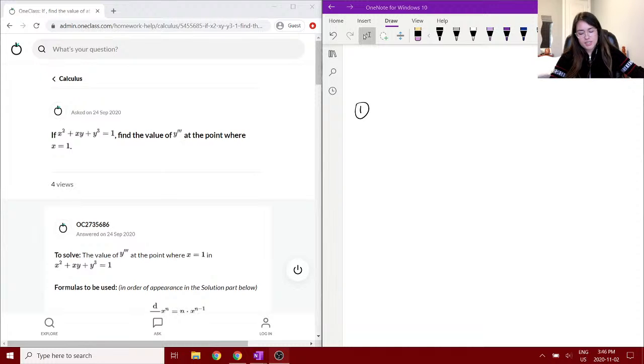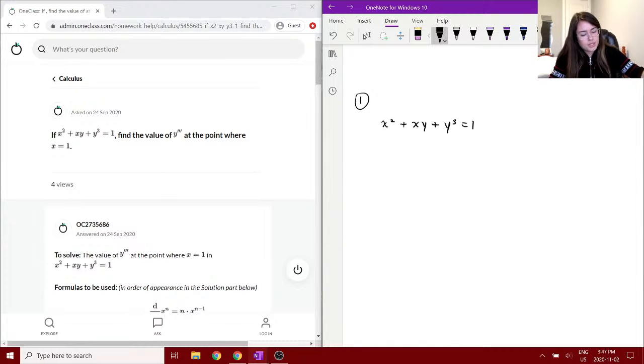So the first question is asking, if x squared plus x times y plus y cubed equals 1, find the value of y triple prime at the point where x equals 1. So this is an implicit differentiation question, and it's asking for the third derivative of y. So we're going to do this question in multiple different steps so that we can find y triple prime as the final answer. So we're going to start by working with just the original equation that's given. That equation is x squared plus x times y plus y cubed equals 1.